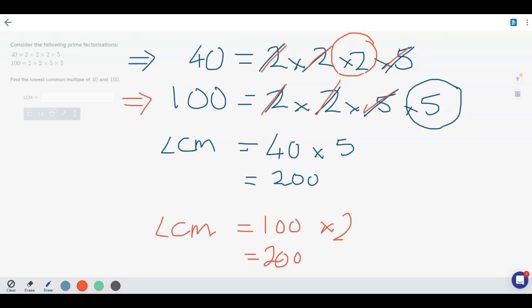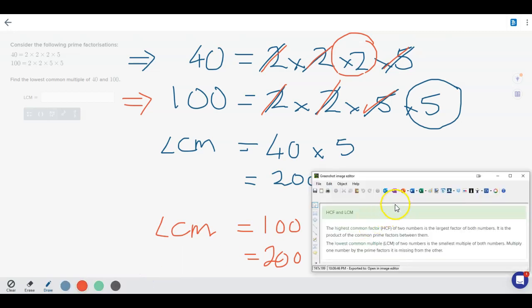Again, it is listed in that little, if I can find it again, sorry, I just have to bring that back onto my screen. Yep, so it's listed here. So multiply one number, 40 or 100, by the prime factors that are missing from the list, so the ones that are not common.